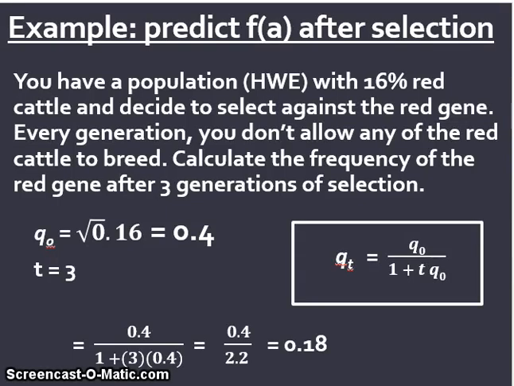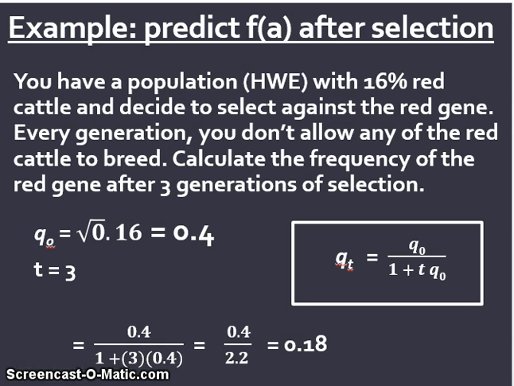In this example, we're going to look at predicting the frequency of an allele after we do some kind of selection. This is from the lecture material, but I wanted to go over it a little bit more in detail. We're starting with a population in Hardy-Weinberg equilibrium. Once again, when we see that, we should immediately think about our p squared, 2pq, and q squared as representing our genotypic frequencies in that population.